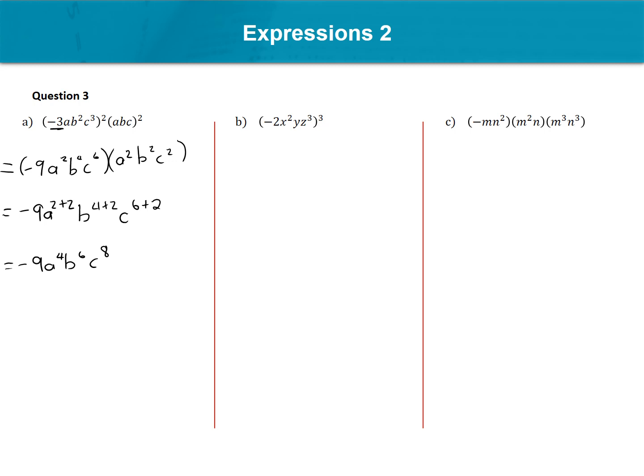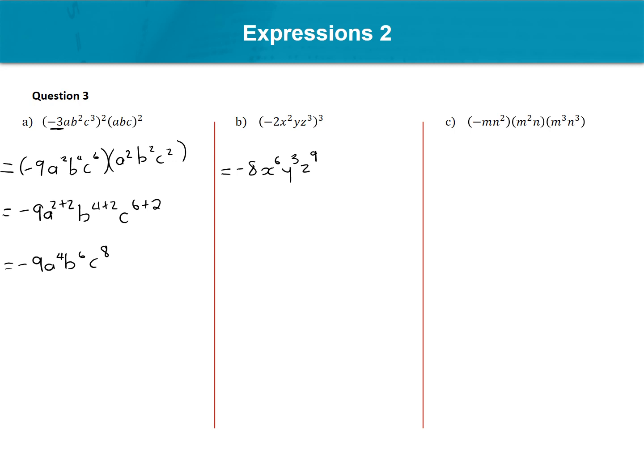Question B, we have the same thing. We have a bracket, which is raised to a power of 3, but inside our brackets, we also have variables with exponents. So when we raise it to a power, we multiply our exponents. So minus 2 cubed is going to give us minus 8. x, 2 times 3 gives you 6. y to the power of 1 times 3 gives you 3. And then z to the power of 3 times 3 gives you 9. And that's your final answer.